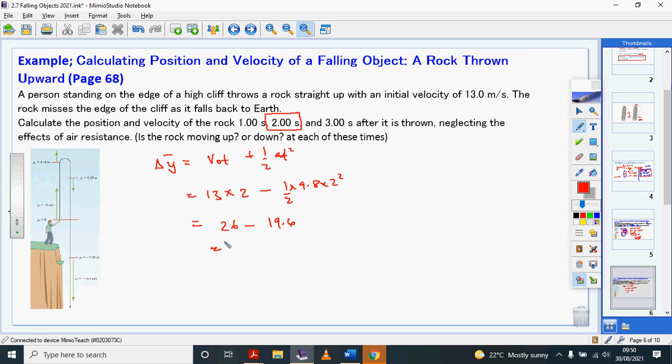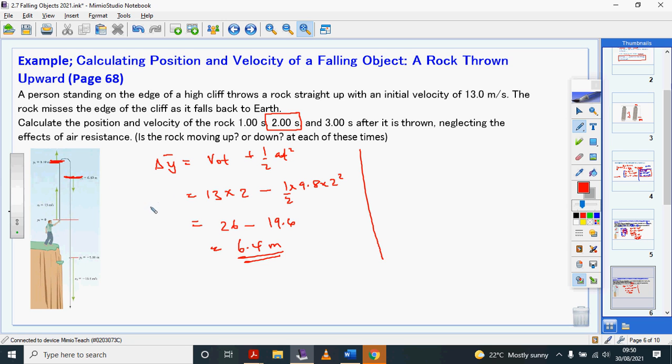So 26 minus 19.6, hope I'm right. 0.5 times 9.8 times 4. Subtract from 26, I get 6.4 meters, right? 6.4 meters. So the first one, for 1 second, was 8.1 meters above its launch point. But for the second one, it's only 6.4 meters above its launch point.